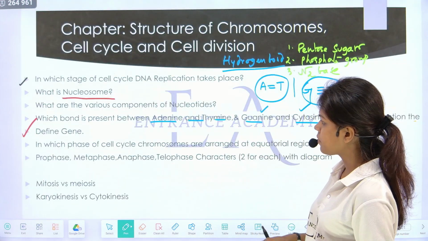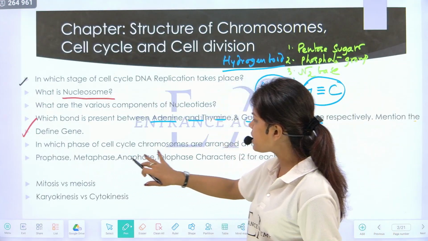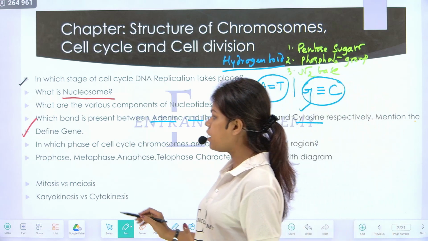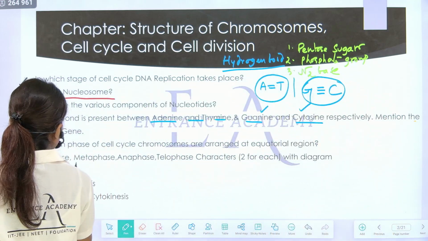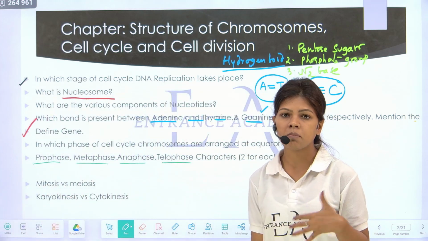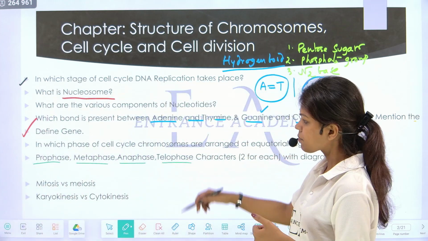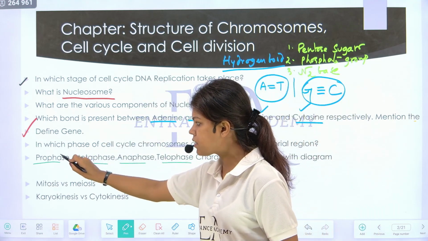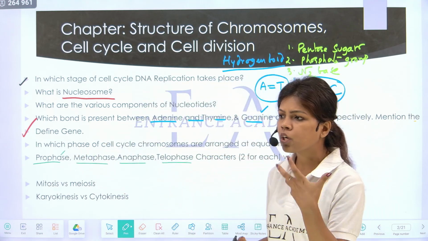Next question: prophase, metaphase, anaphase, telophase characters. These four are the subsequent phases during karyokinesis or the mitotic division. There is some specific character of each phase, like prophase. In this phase, what happens?